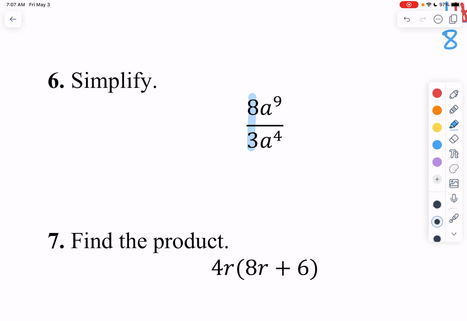If you typed into your calculator 8 divided by 3, it would give you a mixed number, 2 and 2/3. We do not want this. So for a problem like this, where we get a nasty decimal or a mixed number, we just want to keep the 8 on the top and the 3 on the bottom. And then for my a's, I'm going to drop my base, which is a, and subtract my exponents. 9 minus 4 is 5. That is the simplest answer we can get for number 6.